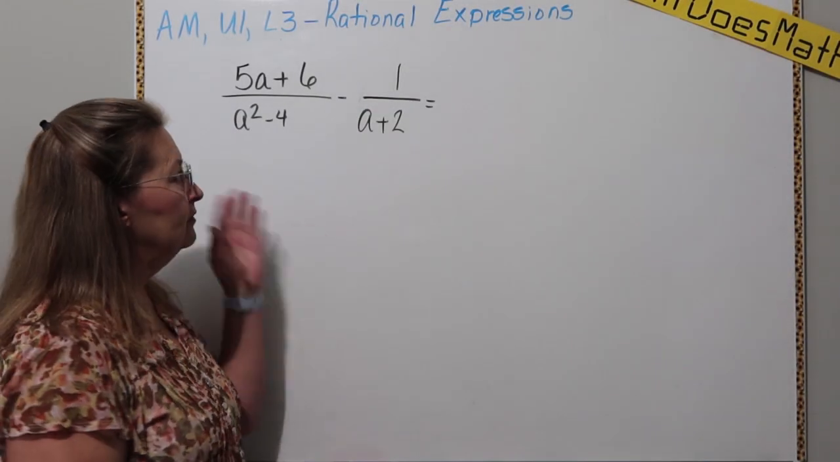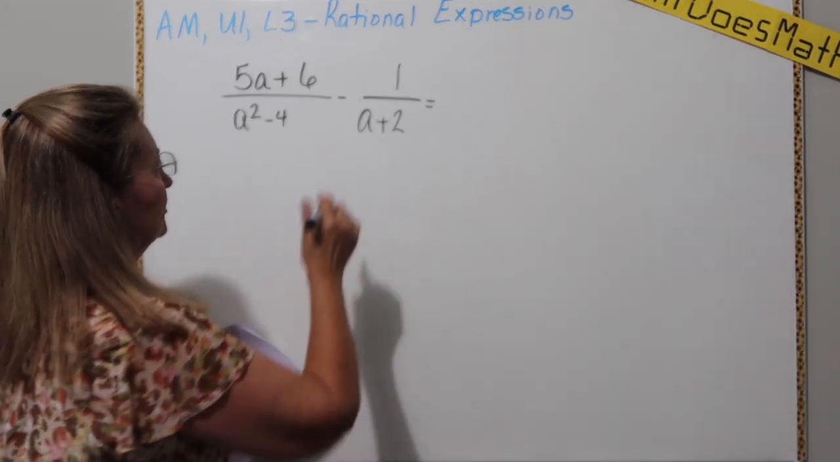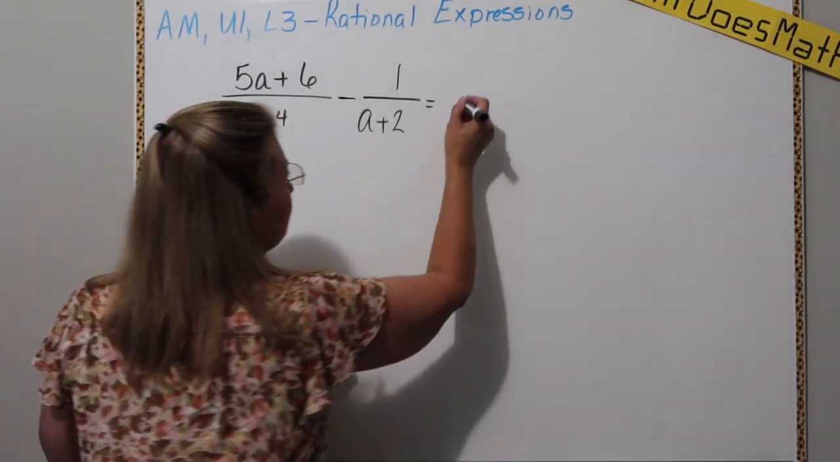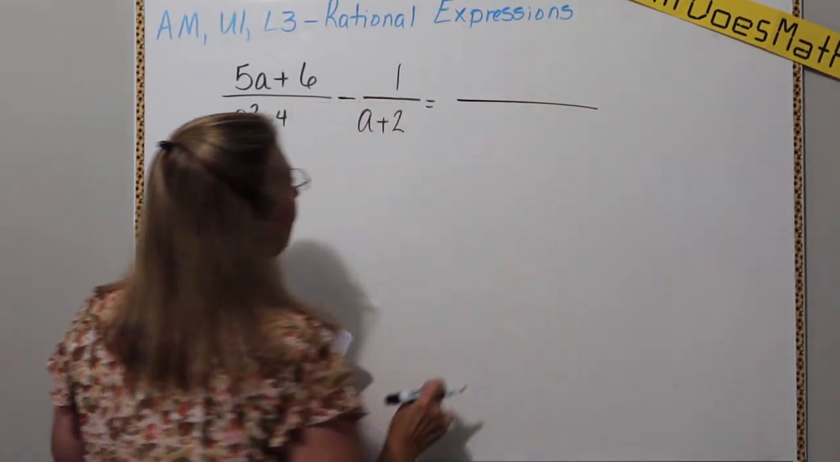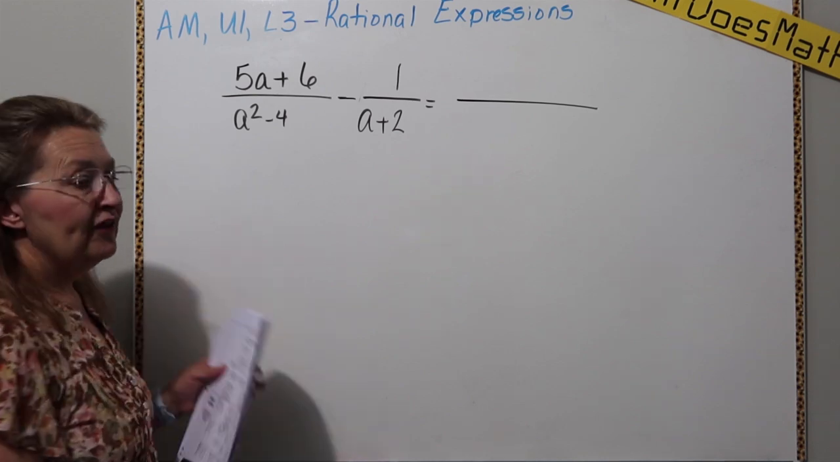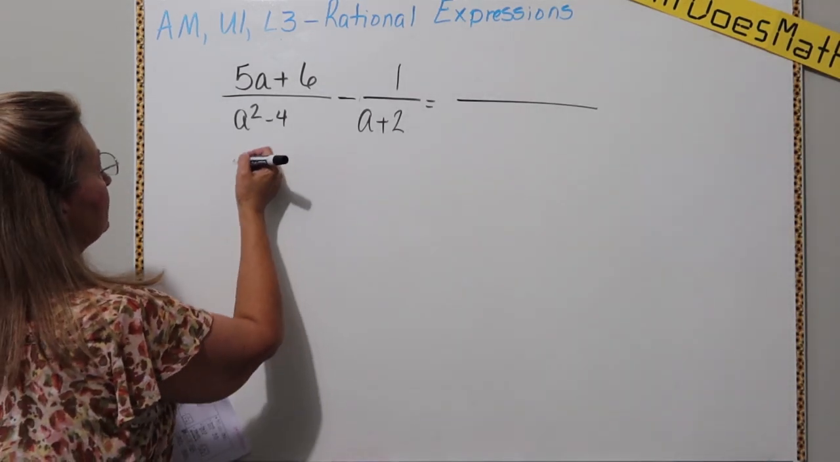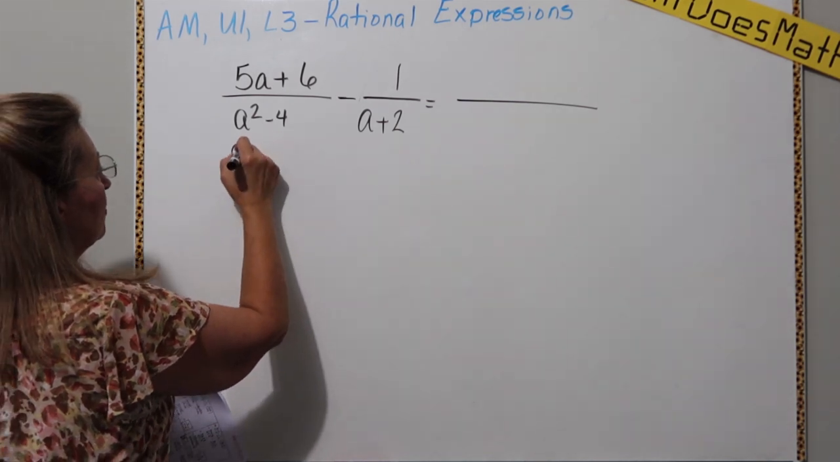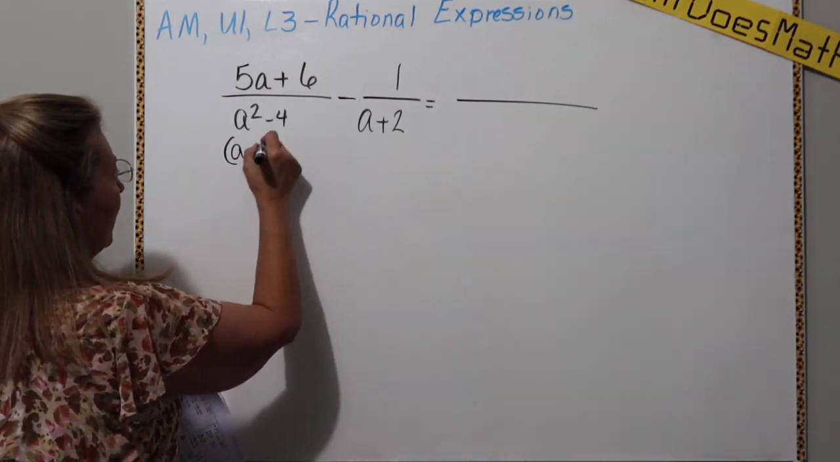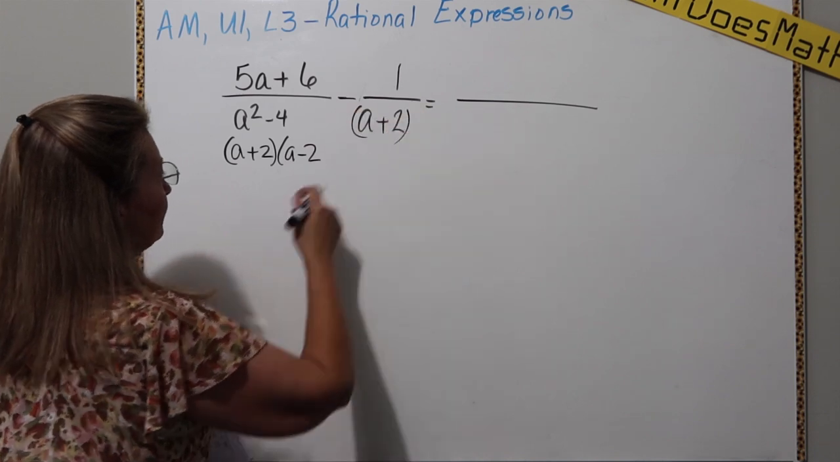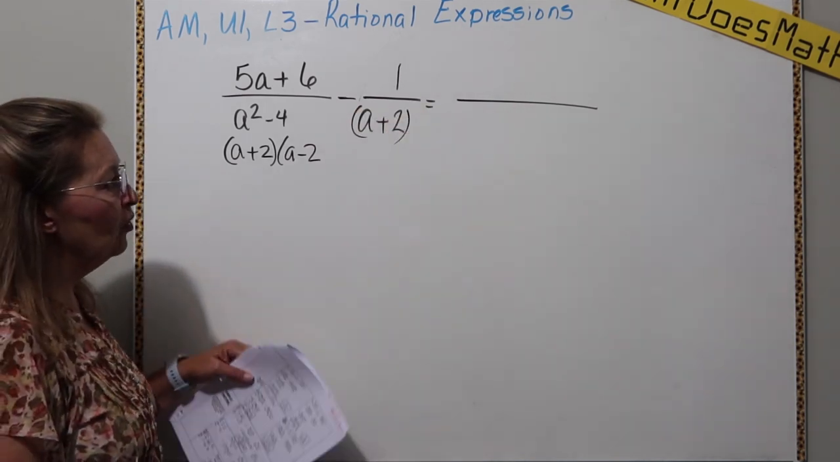Okay, here's number 10. We see rational expressions that are subtracted. So we need a common denominator. And this time, let's just go ahead and write one denominator. Okay, to find a common denominator, you factor first. Factor the denominators you have. This is the difference of two squares. So it will factor into a plus 2, a minus 2. This is a plus 2. It won't factor anymore, so we're good.